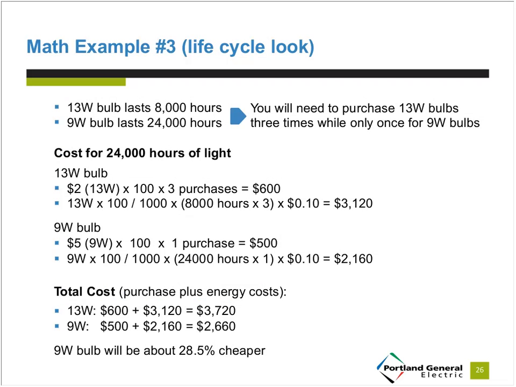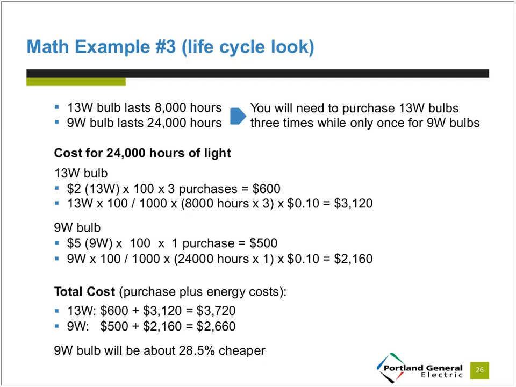So the cost of the 24,000 hours of light, 13-watt bulbs will cost you $2 at 13 watts times 100 bulbs times 3 purchase cycles. So that's going to cost you $600. The 13-watt bulb, 100 of those divided by 1,000 times the hours times the price gets you $3,120 over the life of that bulb, of the 3 purchases of that bulb. The 9-watt bulb, the purchases cost you $500 because you only have to buy them once. And for 24,000 hours of light, you only pay $2,160.